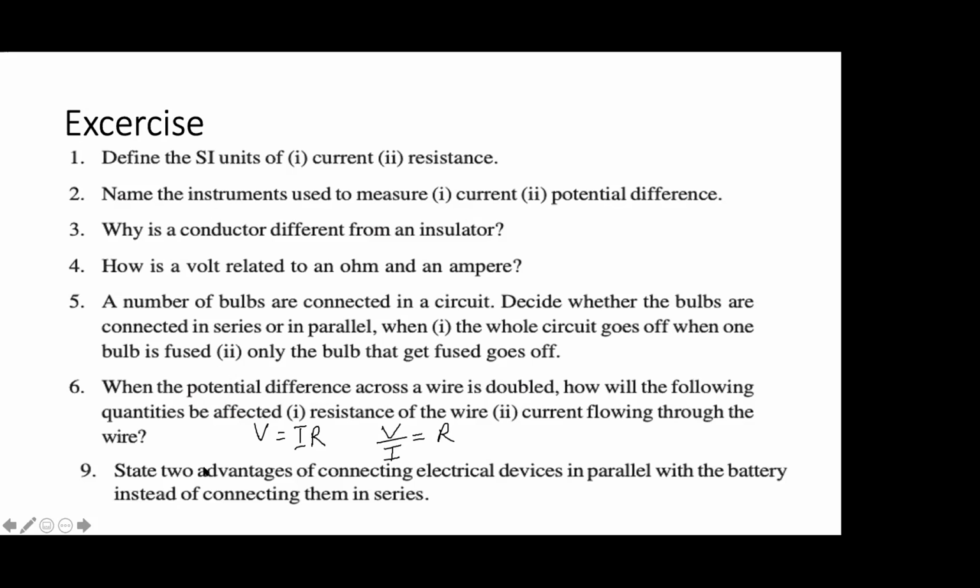Okay, is it clear? And last is: state 2 advantages of connecting electrical devices in parallel with the battery instead of connecting them in series. Ma'am, in parallel, one advantage is if you fuse one bulb, the other 2 bulbs will not fuse. Yes. And also second thing, all the appliances are at the same high potential. So 2 advantages you have to remember.